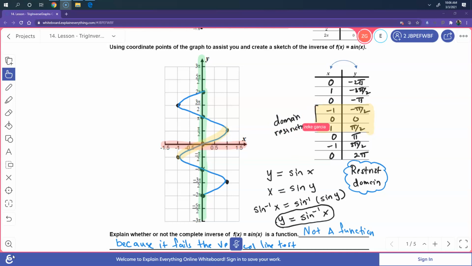And why do we restrict the domain? Because we want the inverse to be a function. So for this to be considered a function, we have to restrict the domain between -1 and 1. So what do you have? It's going to be y equals a capital S. The capital S indicates that the function is restricted, and it's going to be restricted between -1 and 1.